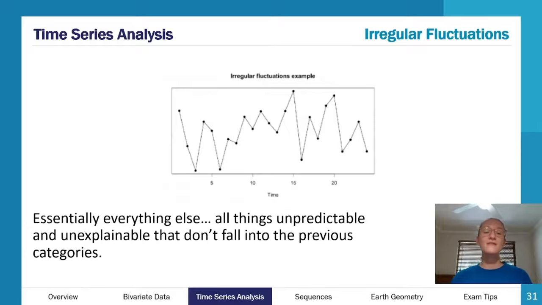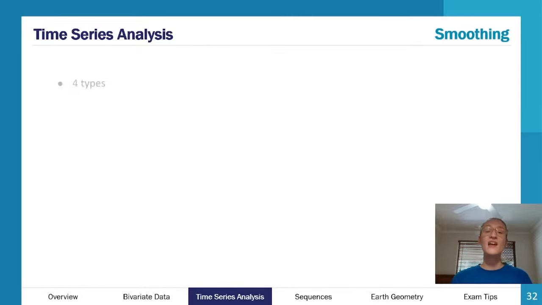Next is irregular fluctuations, which is essentially everything else. So all things unpredictable and unexplainable that don't fall into the previous categories. The reality is that in any real world data, we're going to have irregular fluctuations, the random ups and downs. That's not these beautiful, predictable and smooth patterns, because irregular fluctuations, those random changes, are going to happen in temperature, in sales, in almost all of the data that we look at. So that's something to keep in mind as well.